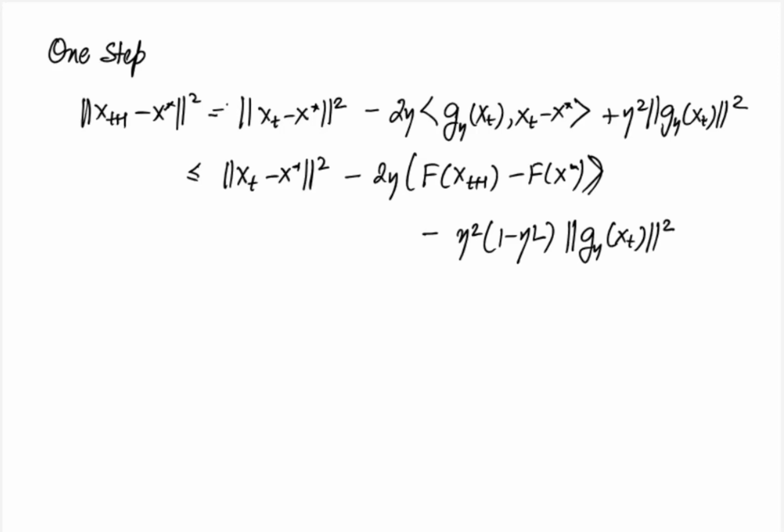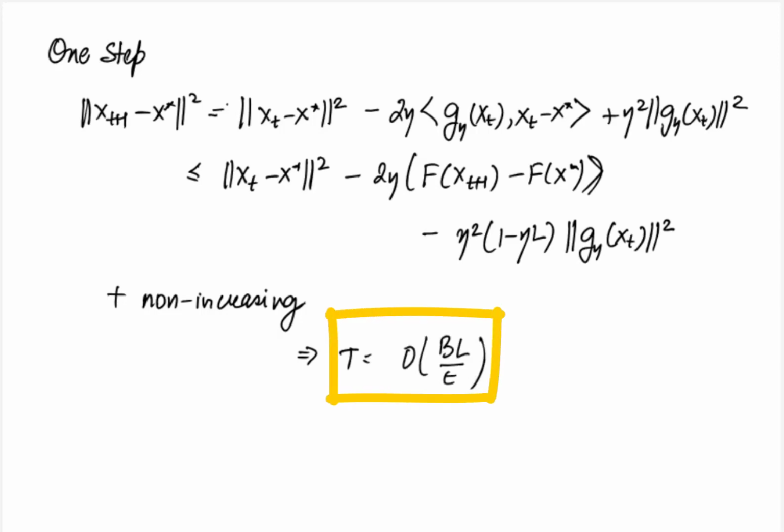As you can see, this is exactly the same form as that obtained in the case of projected gradient descent. When establishing the general smooth case, we already established the non-increasing function value property. So therefore, combining these two, we can conclude that the same oracle complexity can be obtained as in the case of projected gradient descent.